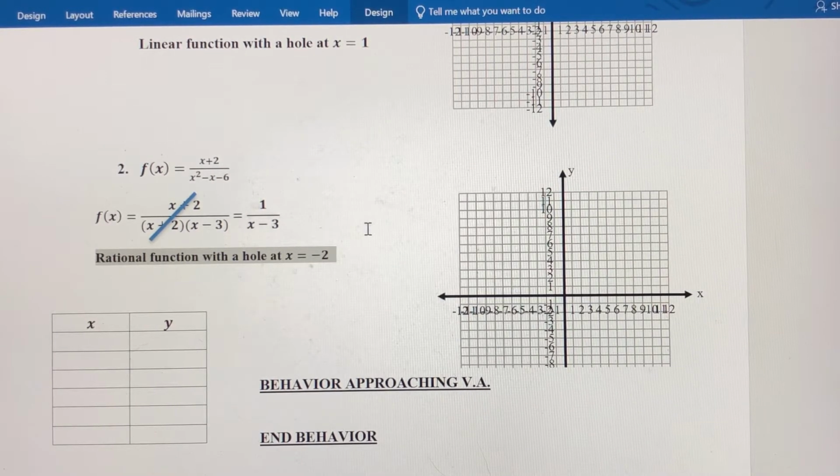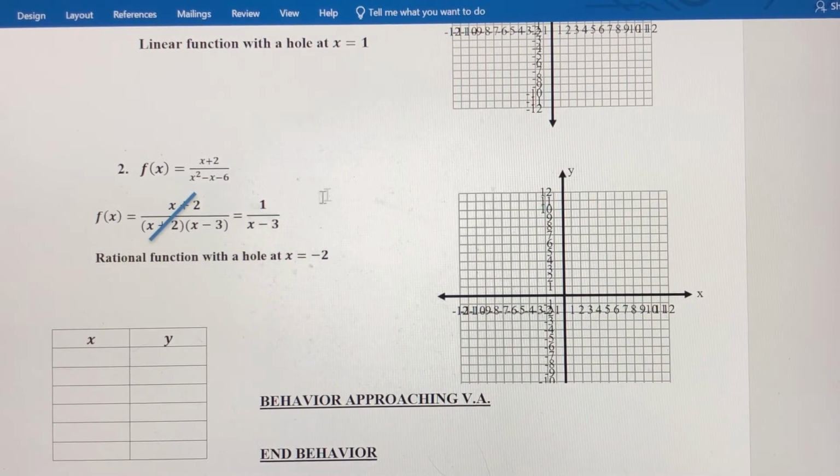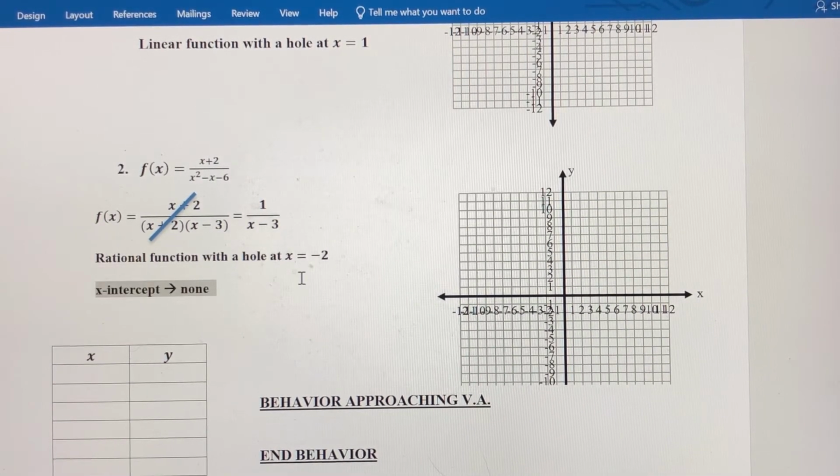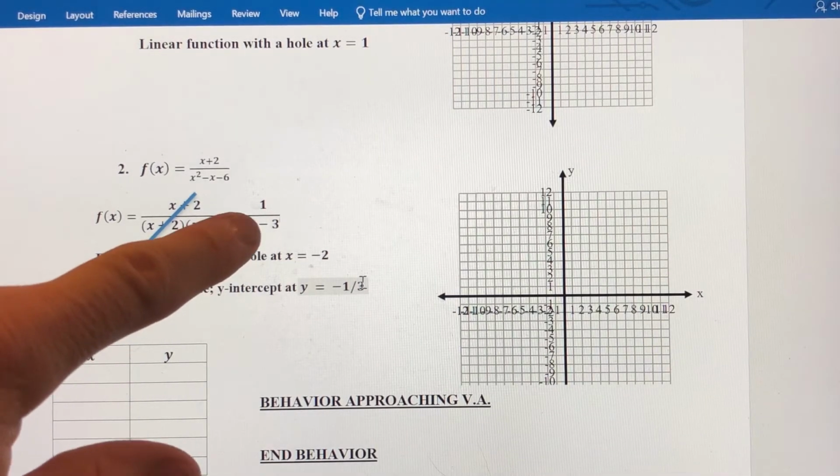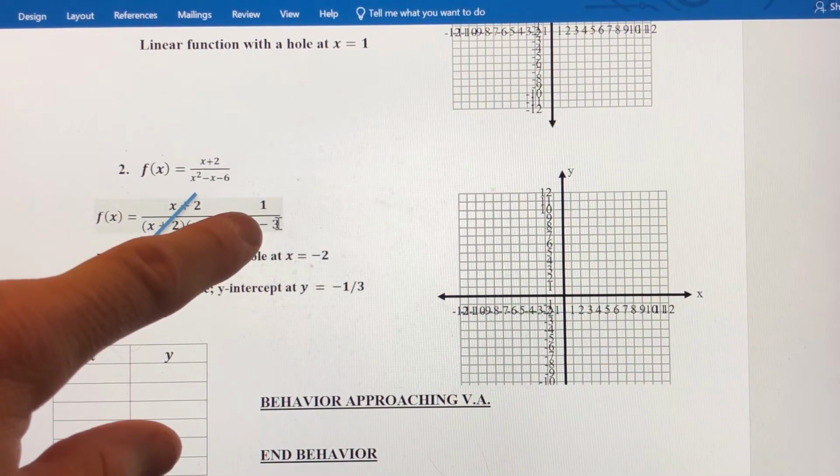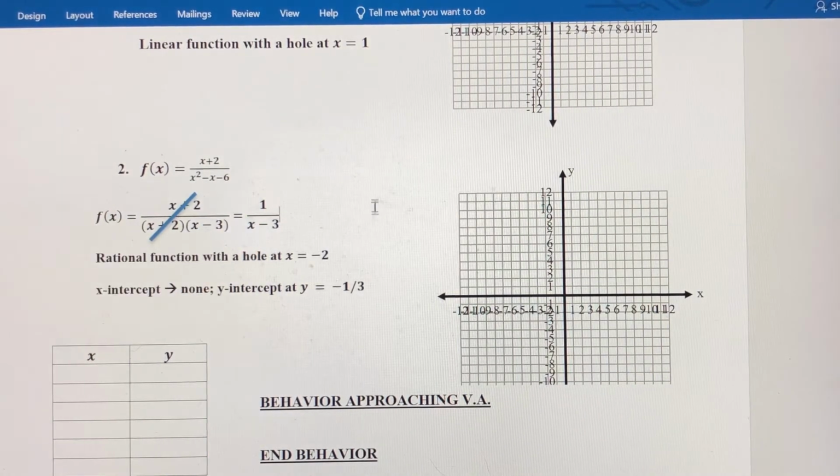Okay, so because that canceled out, this will be a rational function with a hole at x equals negative 2. Okay, so because we have a rational function, we have to go through the process of graphing rational functions, determining the asymptotes, determining behavior approaching the vertical asymptote, and determining end behavior. Okay, so first thing I want to do, we've got a vertical asymptote, intercepts, x-intercept none, y-intercept at negative 1/3, okay? Can't have an x-intercept because the numerator is 1, okay? So this could never be 0, okay? Y-intercept at y equals negative 1/3, well, if you replace x with 0, then you're left with 1 over negative 3, which is negative 1/3, okay?